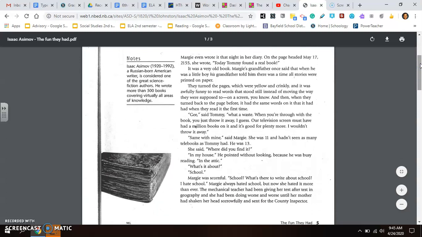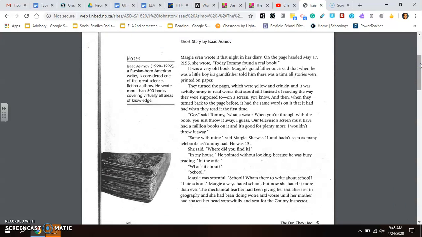Margie even wrote it that night in her diary. On the page headed May 17, 2155, she wrote, "Today Tommy found a real book."